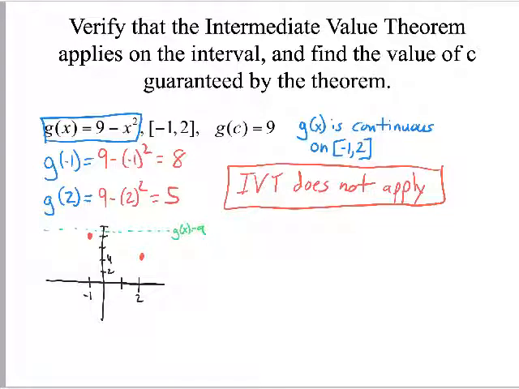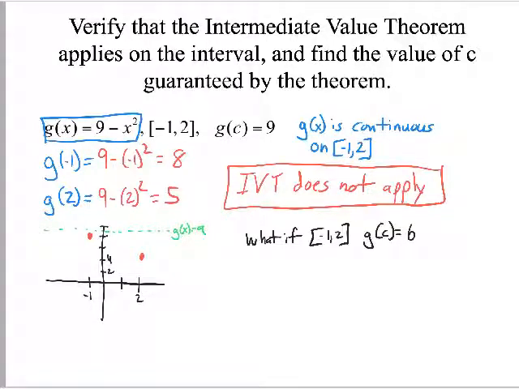So let me change the problem to something that does work. What if I made it, okay, on the interval -1 to 2, but I did g of c equals, let's say, let's do 6.